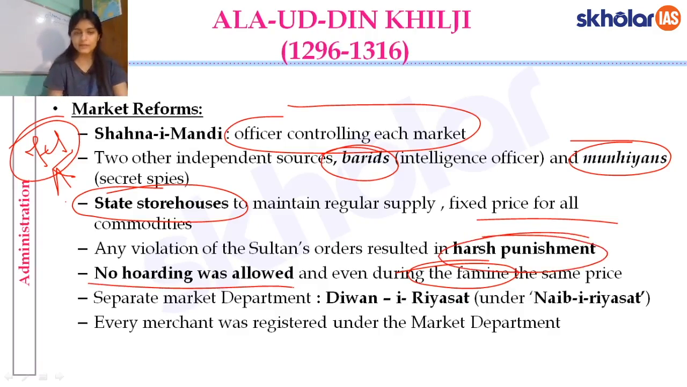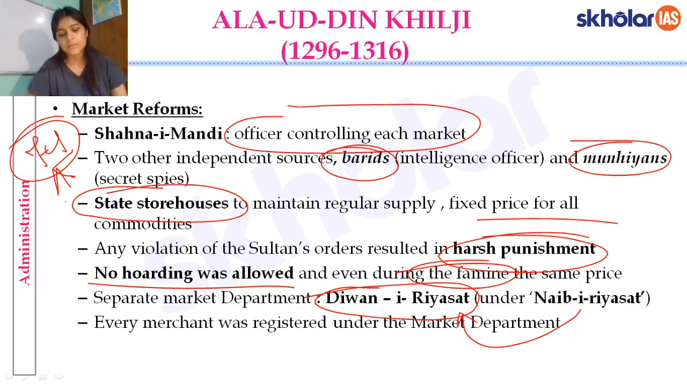Hoarding was not allowed, obviously, because hoarding would lead to a shoot-up of prices. A separate market department was set up called Diwan-e-Riyasat, and the officer heading it was Naib-e-Riyasat. Under this department, all the merchants were to be registered. Why register merchants? To keep better track. If you have a list of all the merchants, you can better track what prices they are charging. So these were the market reforms, a very keynote feature of Alauddin's reign. Why he brought them about, and what the main reforms were.